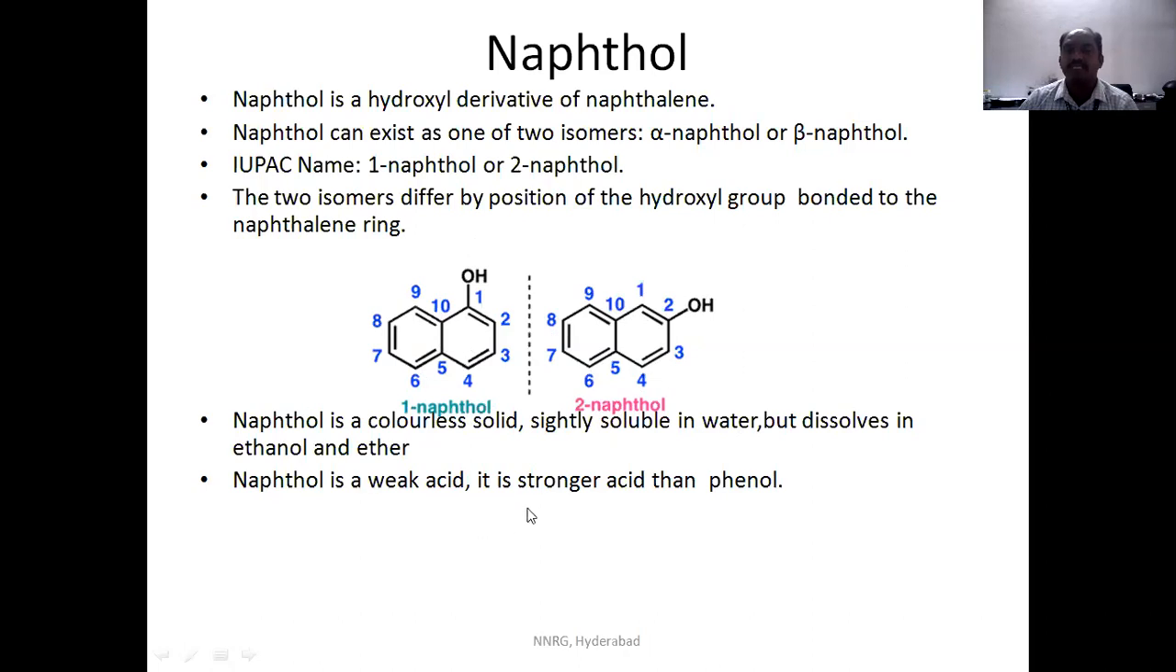Naphthol is a weak acid, and it is a stronger acid than phenol. Why is naphthol a stronger acid than phenol? In phenol, you have only one ring for delocalization of electrons from the hydroxy group. But in naphthol, there are two rings where delocalization takes place. So naphthoxide is more stable than phenoxide. That is the reason naphthol is a weak acid, but a stronger acid than phenol.